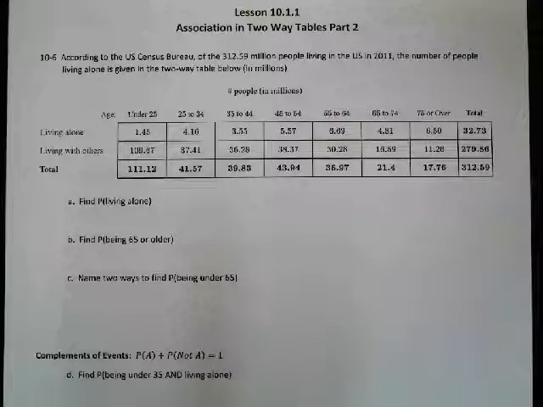All right, Advanced Math A, here we go. We've got lesson 10.1.1, association in two-way tables, part 2. We're going to continue on from where we were last time. We're looking at two-way tables and trying to find out if we have association between two things.